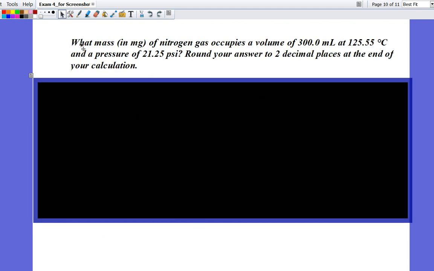Here you have a problem where you had to determine the mass in milligrams of nitrogen gas occupying a volume of 300 milliliters at 125.55 degrees Celsius and a pressure of 21.25 psi. And then round your answer to 2 decimal places at the end of the calculation.